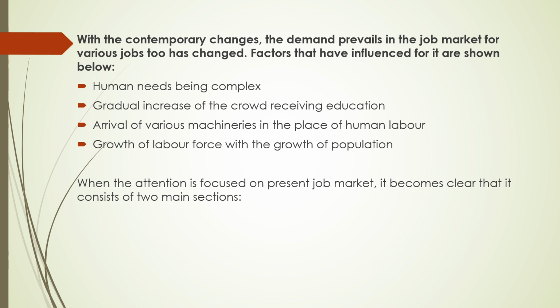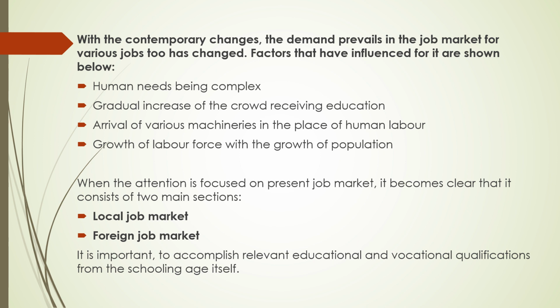So when the attention is focused on the present job market, it becomes clear that it consists of two main sections. So we can divide the job market into two main sections. What are those? The first one, local job market. Second one, foreign job market. So it is important to accomplish relevant educational and vocational qualifications from the schooling age itself. So you need to pursue the qualifications from the schooling age itself.